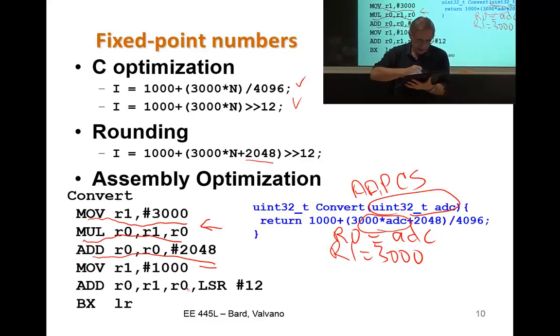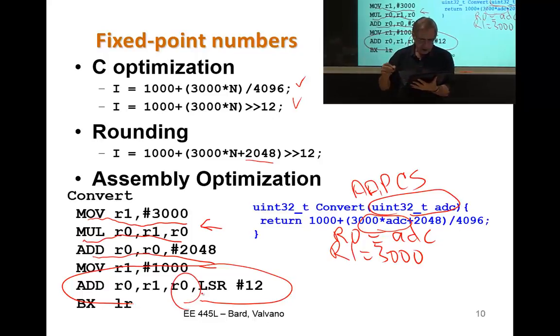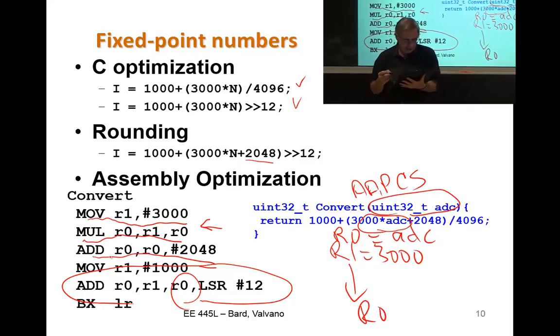Moves 1,000 in, and this is where it can do it. It first shifts R0 to the right by 12, and then adds it to R1, stores the result in R0, and again, ARM architecture procedure call standard returns the parameter in R0. So this is where we see that the shift right required no additional opcodes.